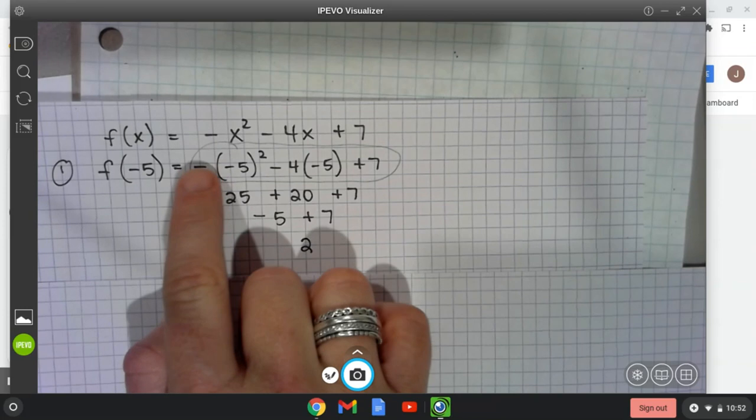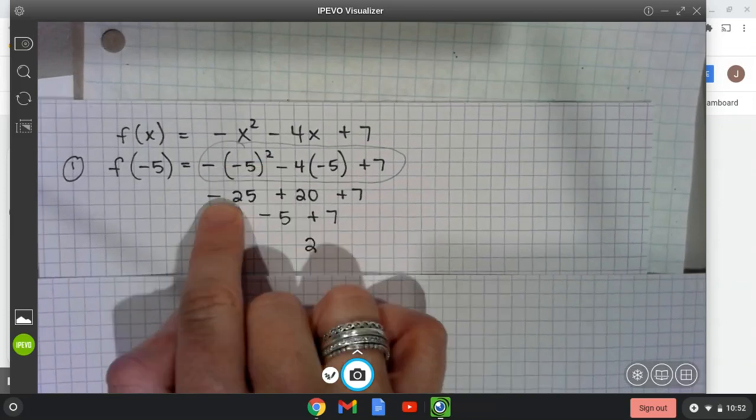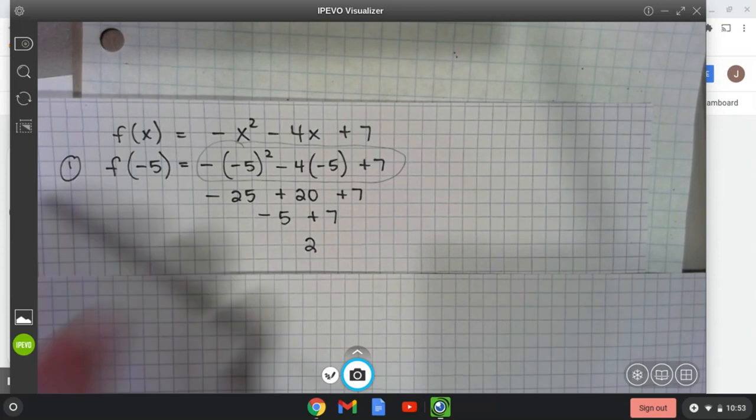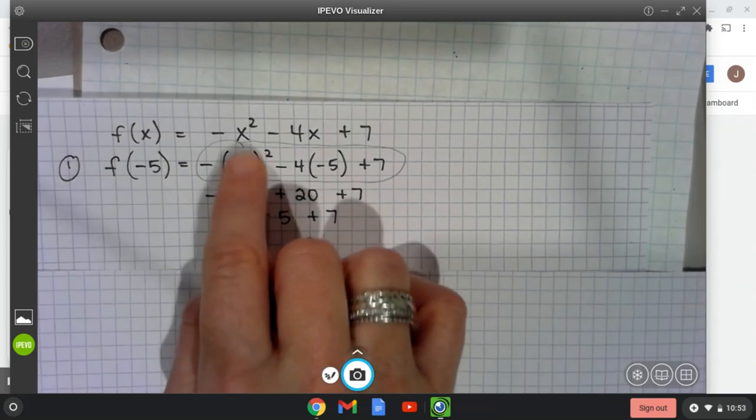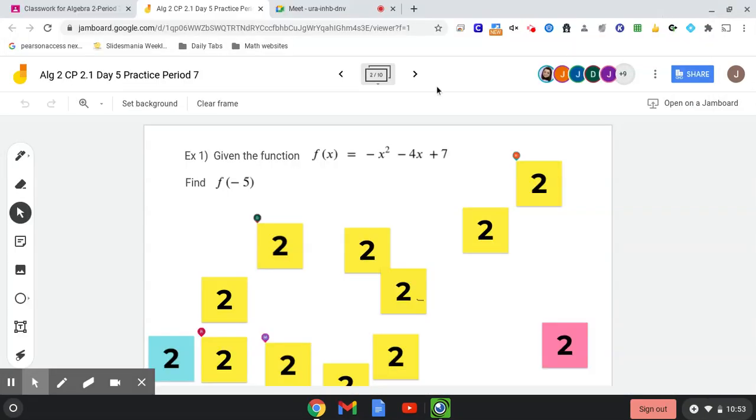The worst thing I've seen students do is they multiply, get 5, and then they square, and they get positive 25 here. Please be careful with that. You're only squaring the -5. This negative is on the outside. All right, let's go to the next slide. And please feel free to unmute if you have any questions.